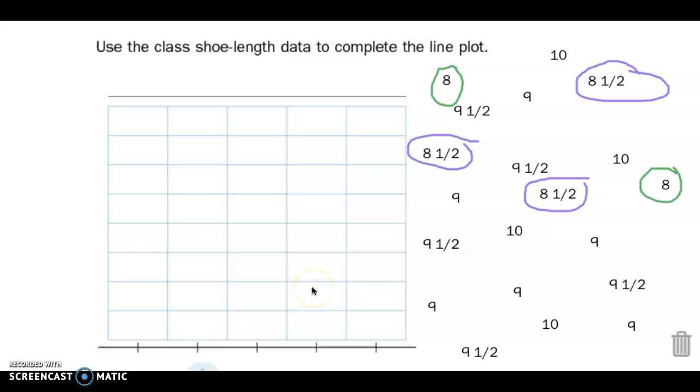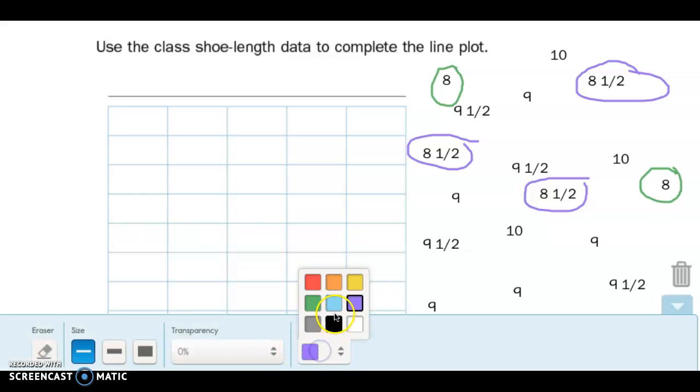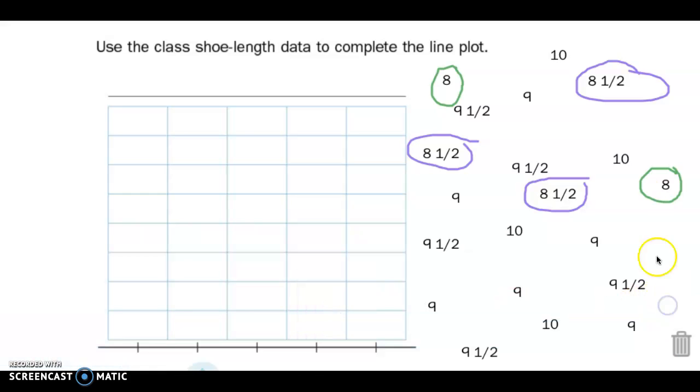Well, now I have to add another ½ inch. 8½ add a half, it makes a whole. So what's one more whole larger than 8? It would be 9. Do you see any 9s? I see one here, here, 9. Oh, seems to be a popular shoe size.